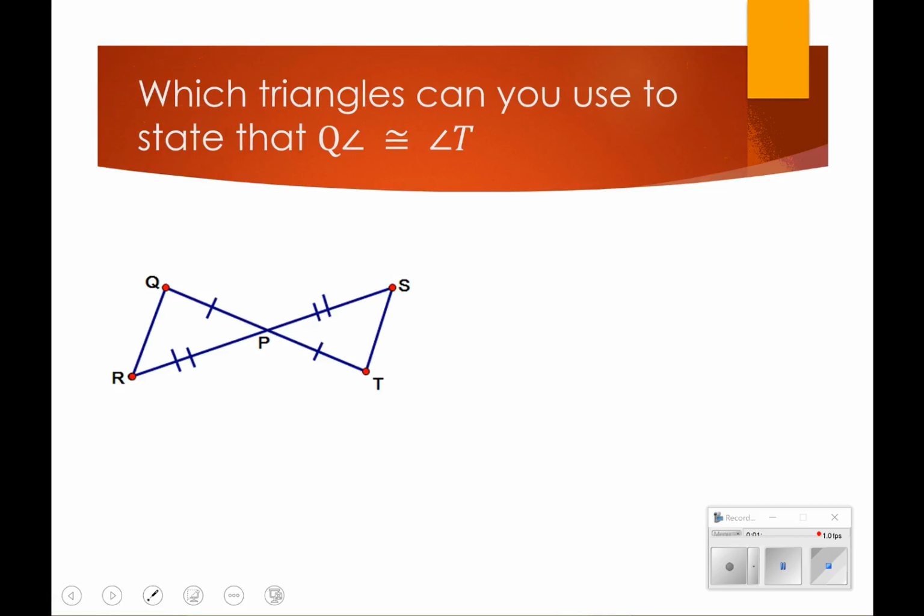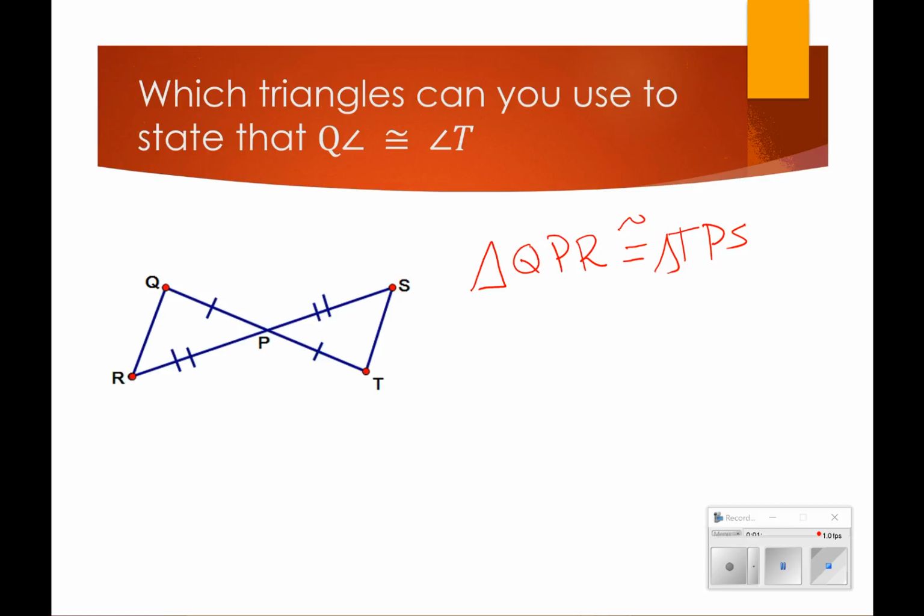Which kind of makes sense because if they're congruent, by definition, their corresponding parts have to be congruent. So basically, we want to prove that Q is congruent to T. And how are we going to do that? Well, we're going to show that triangle QPR is congruent to triangle TPS.